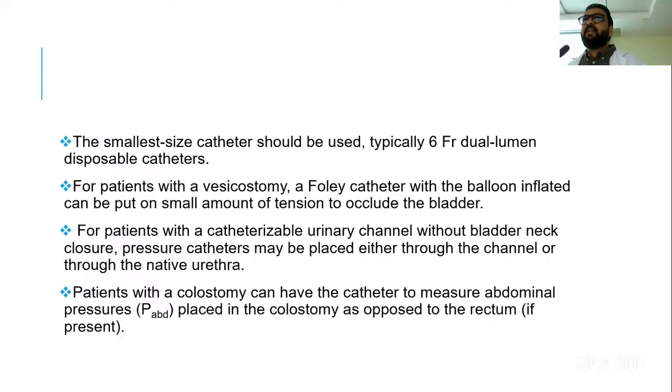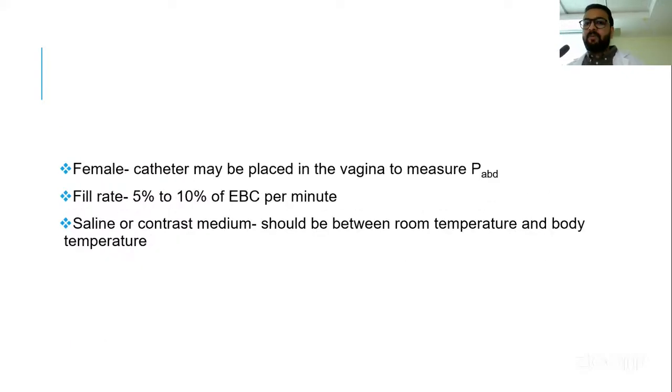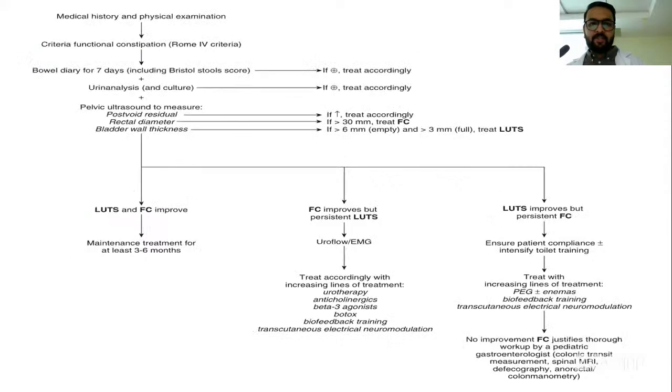The smallest size catheter, typically 6 French double lumen catheter should be used. And if there is vesicostomy, the inflated Foley's can be placed with mild pressure. And if there is catheterizable urinary channel without bladder neck closure, the catheter may be placed either through the channel or through the native urethra. And if there is colostomy, the catheter can be placed to measure abdominal pressure. In females, catheters can be placed into the vagina, and fill rate is 5 to 10% of the expected bladder capacity. The saline or contrast medium should not be too cold. It should be between room temperature and body temperature.